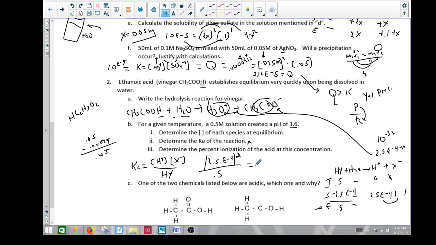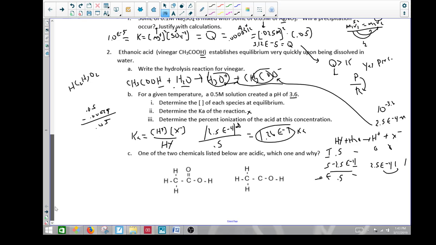Equals. So square the top one divided by 0.5, and I get 1.26 e to the negative 7th. And that's my Ka value. All right. Just some pure basics here, stuff we want to do.